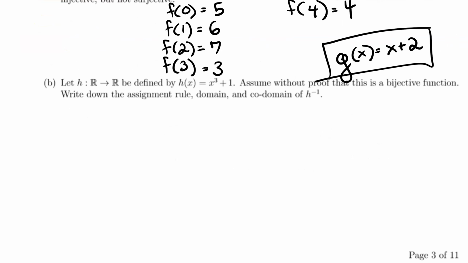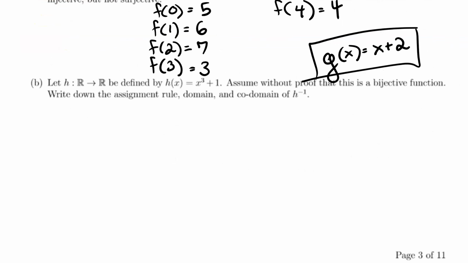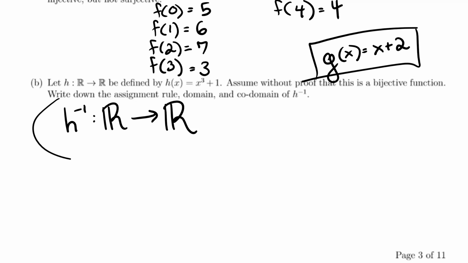All right, so let h from R to R be that. Assume without proof that this is a bijective function. Great. Write down the assignment rule, domain and codomain of h inverse. I remember when I gave this exam, a lot of students forgot to write this part, and this is like the gimme points, you know?